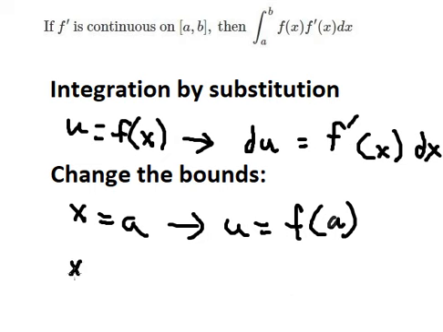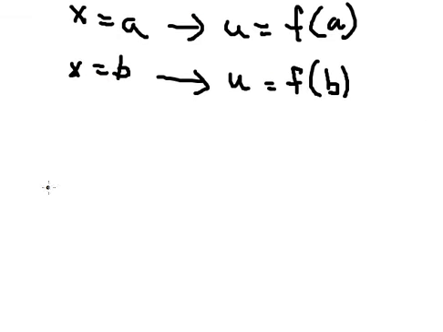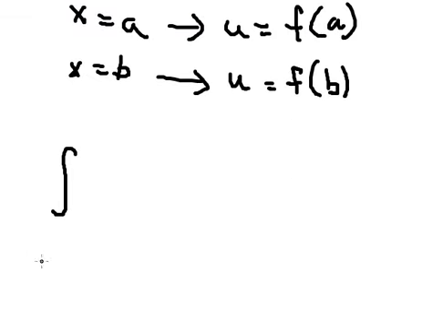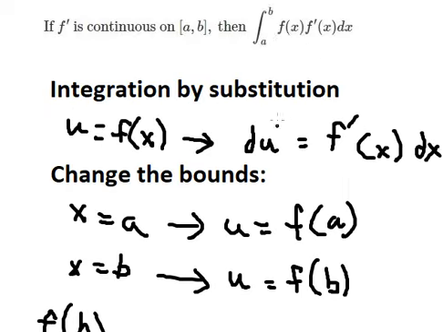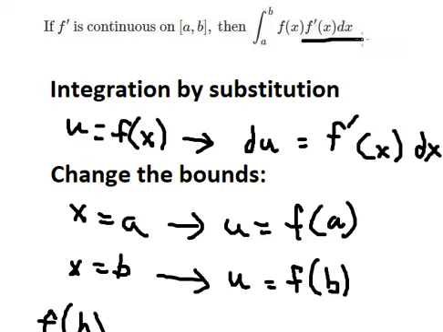When s equals b, the value of b will go in here. So this one we have u equals f of b. Now we have the integration. 8 we change for f of 8, and b we change for f of b. f of s we change for u. This one we change for this one.